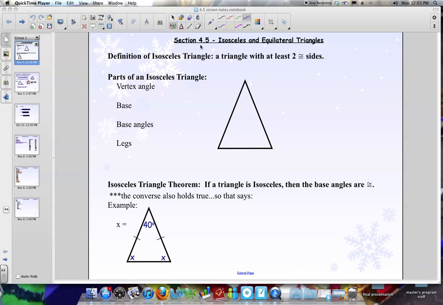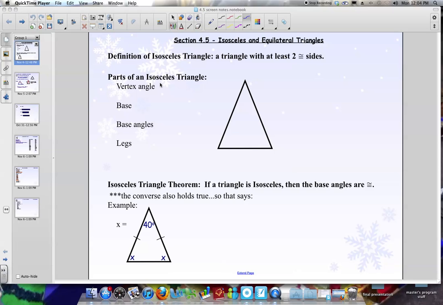This lesson is on section 4.5, isosceles and equilateral triangles. We start with the definition of isosceles triangles, which is a triangle that has at least two congruent sides. Usually we say if it has three congruent sides, we would call it equilateral, but as the definition states, it could technically be isosceles. The first thing we have to look at is the parts of an isosceles triangle.